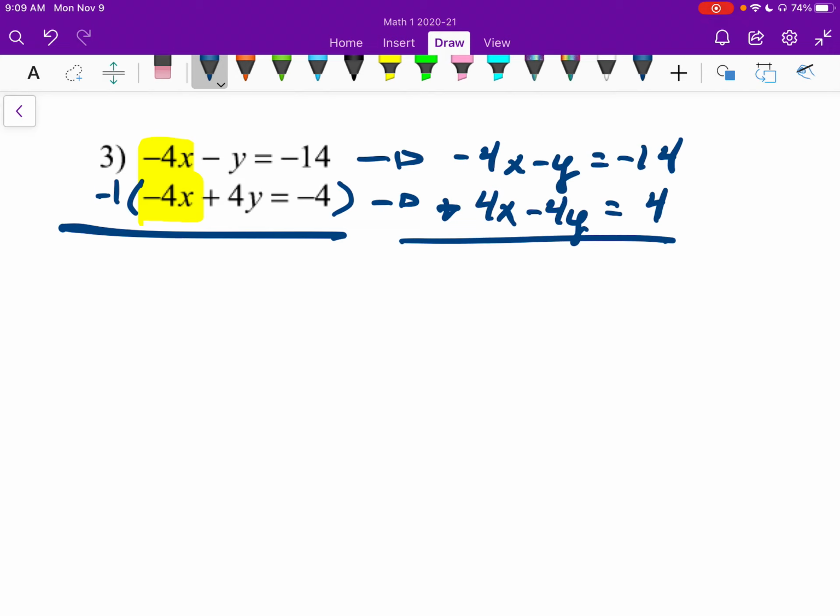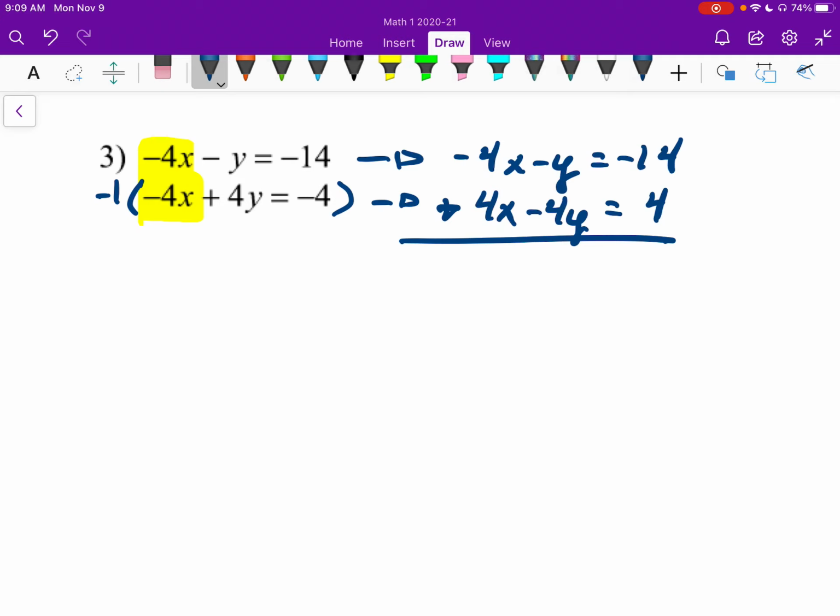With our new equations, we could add them here. And I think it makes a little bit more sense to add them. I think it's a little bit easier for me. I don't mess up as easily. So what I would suggest is, if you notice that you're going to have to subtract, multiply through by a negative 1 and then add. I think that makes it a little bit easier.